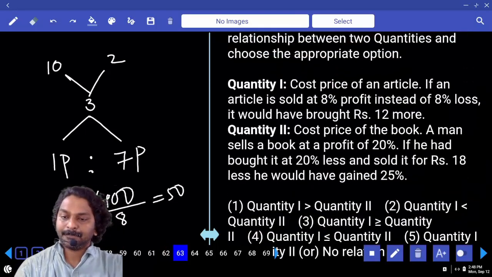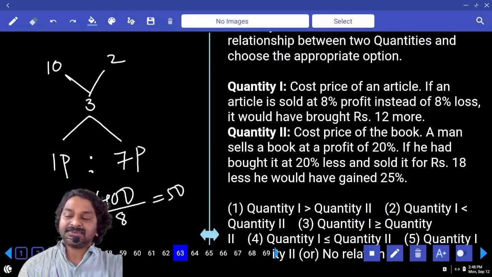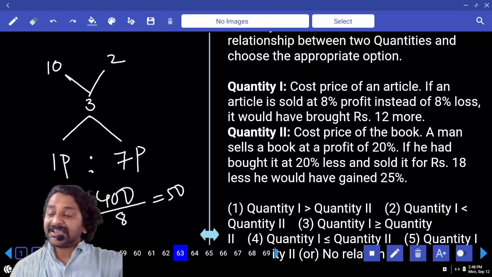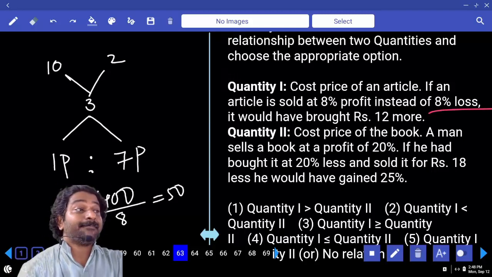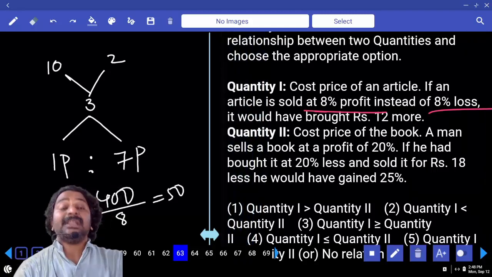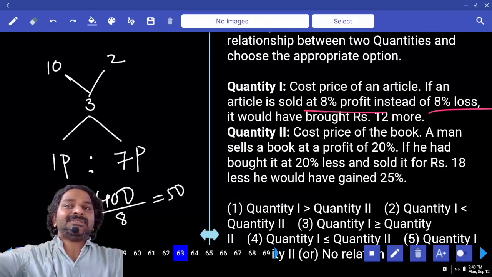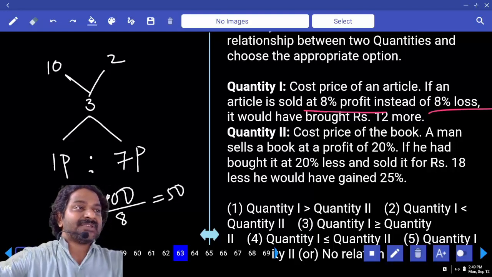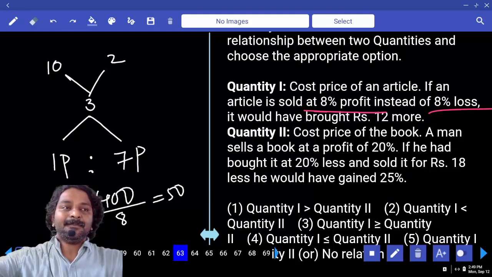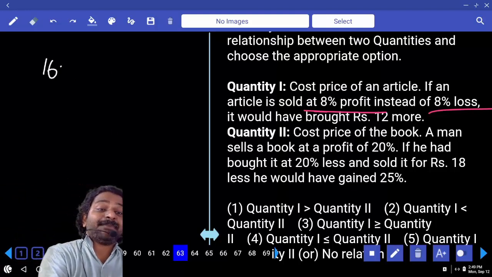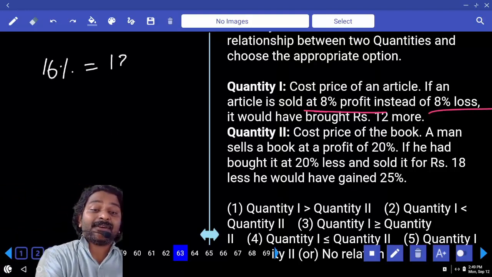Next. The cost price of an article, that's what we have to calculate. If an article is sold at 8% profit instead of 8% loss, it would have fetched 12 rupees more. In the first case, what is made? 8% loss. But now, what are we getting? 8% profit. Loss will be on the negative side, profit on the positive side. Loss means minus 8, profit plus 8. Minus 8 to plus 8, what is the difference? 16.